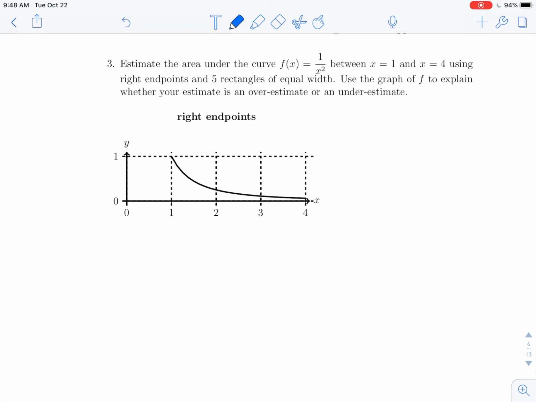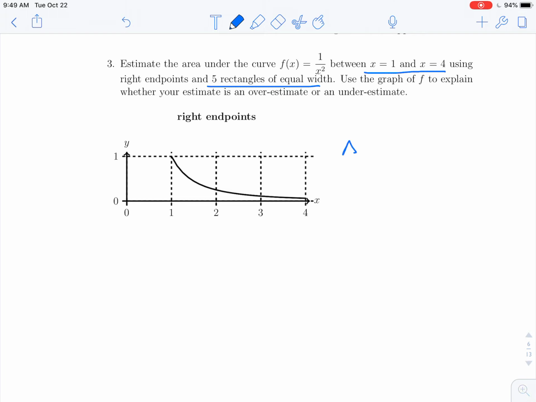Guided exercise number 3 says estimate the area under the curve f of x equals 1 over x squared between x equals 1 and x equals 4 using right endpoints and 5 rectangles of equal width. Use the graph of f to explain whether your estimate is an overestimate or an underestimate.